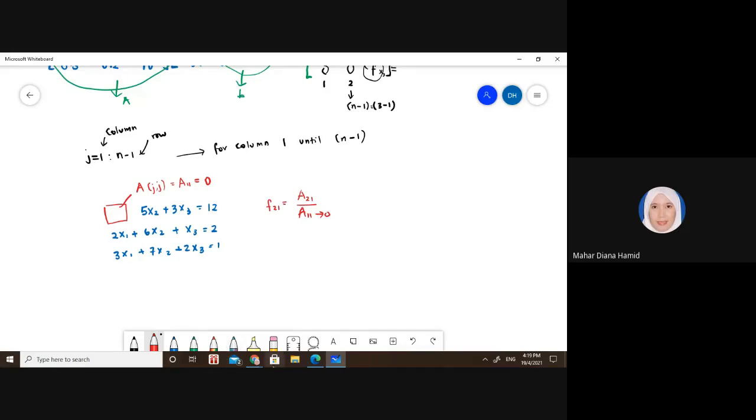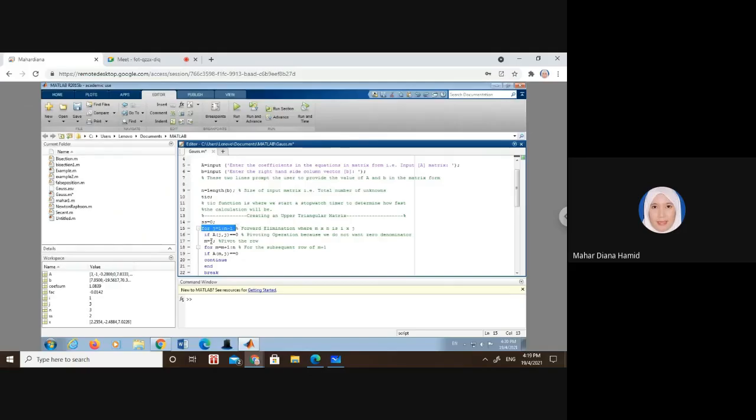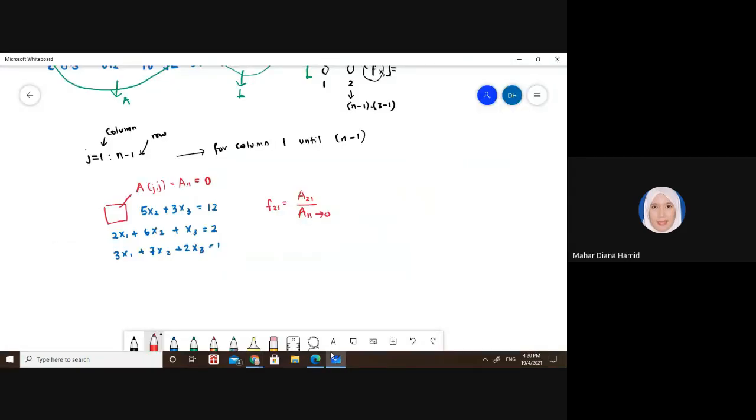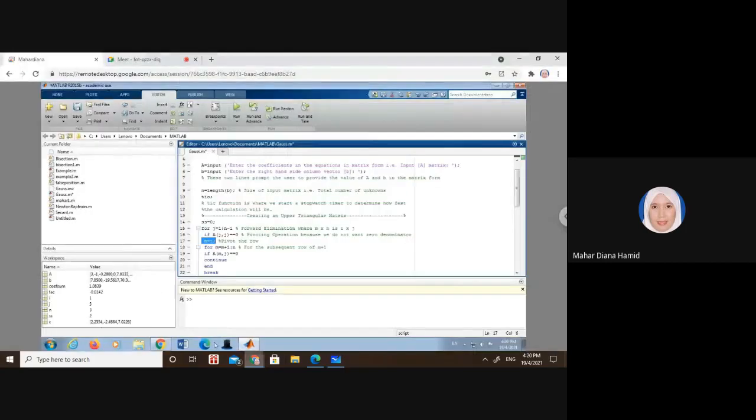Therefore, what we do in our second line, line number 17, is pivot the row. Here we are going to pivot the row. The first line will go to the second line, while the second line will go to the third line. So this is how we pivot the row.